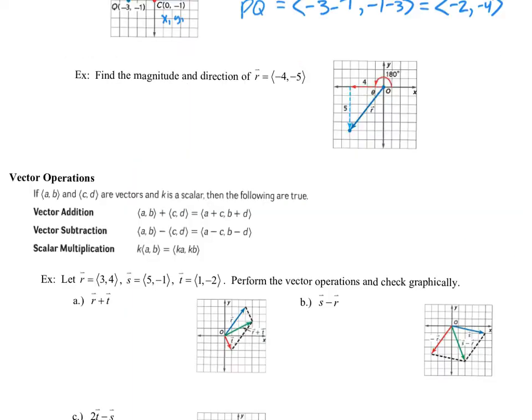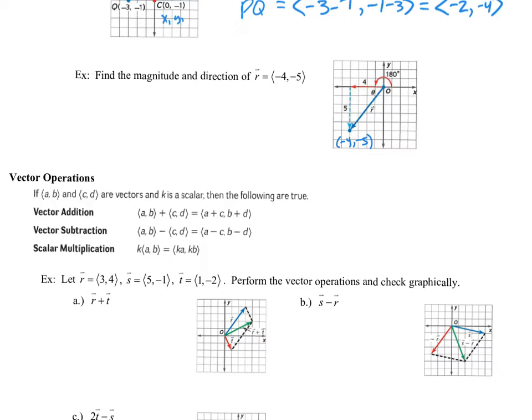So now let's take a look at this next example that says find the magnitude and the direction of vector R, written in component form as negative 4, negative 5. Okay, so to find magnitude and direction, we're going to have to do two different things. Let's first talk about the magnitude. Now remember, the magnitude of a vector is its length. So if I want to find its length, the length of vector R would be the same as the distance from this point 0, 0 to this point whose coordinates are negative 4, negative 5. Okay, so remember the distance formula.